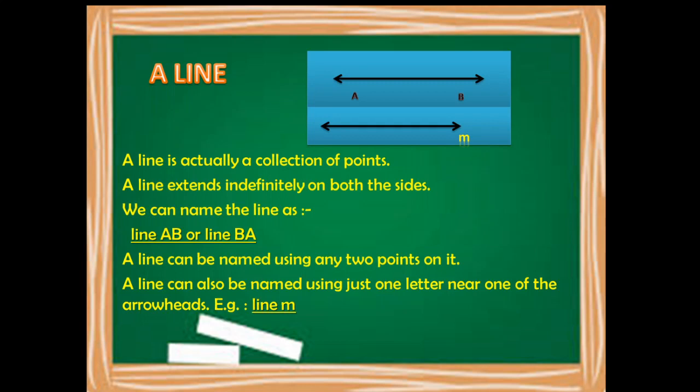So I have a diagram. One line having 2 points with arrowheads on either side. I will name it as line AB or line BA. And next I have one more line which is named with a single alphabet on one of the arrowheads. I'll write it as line, small letter m. That is line m. Now let's go to the next topic.